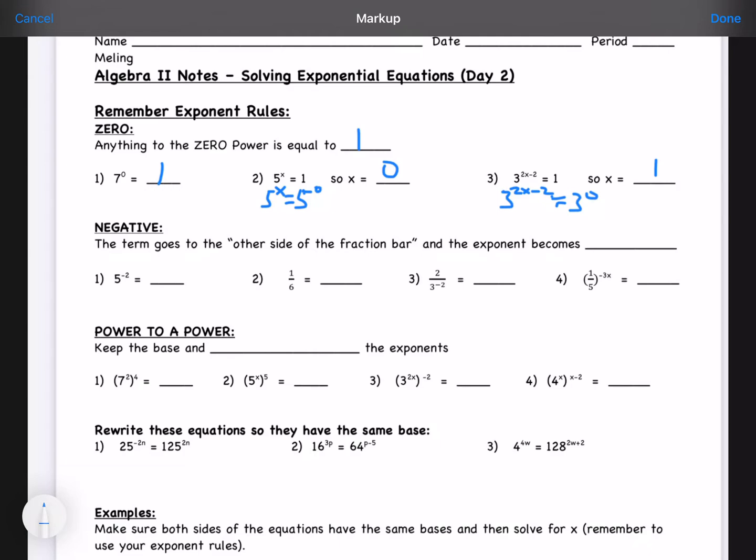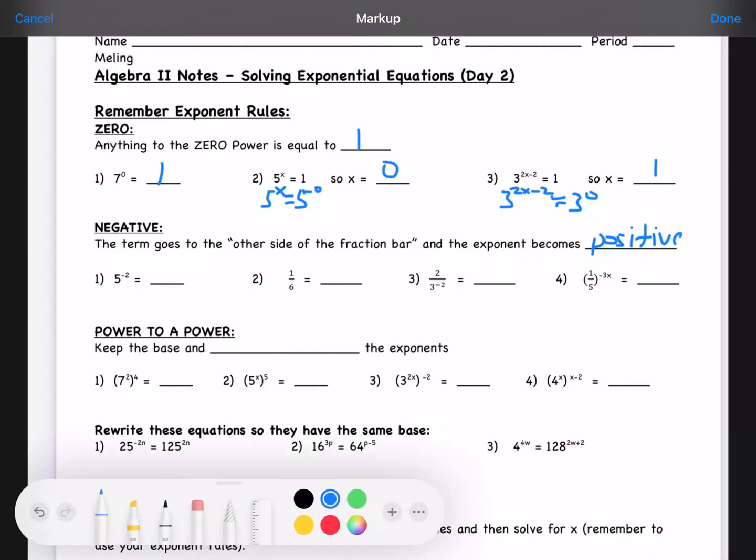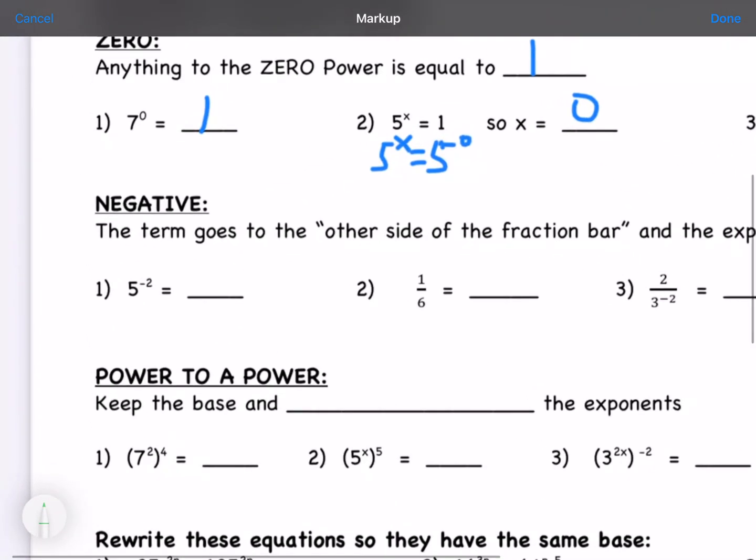When we have a negative power, the term goes to the other side of the fraction bar, and the exponent becomes positive, or it switches. It becomes positive, or sometimes you have to switch it. So 5 to the negative 2 is 1 over 5 squared.